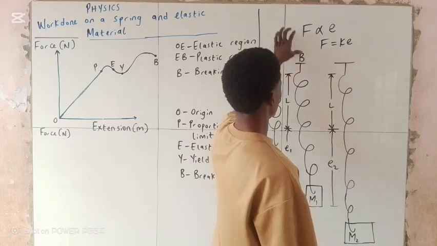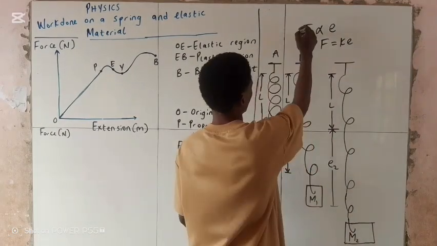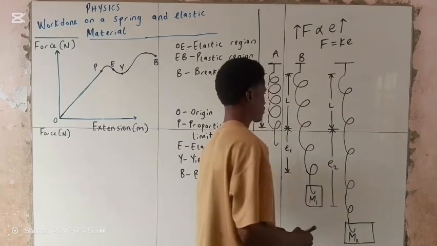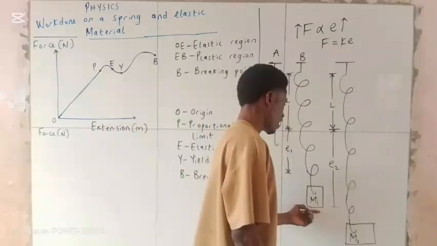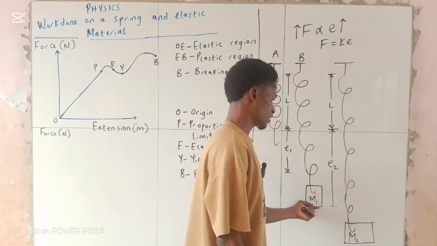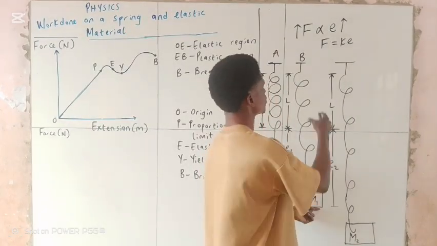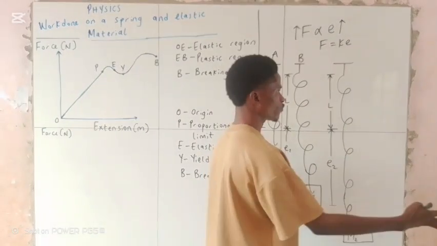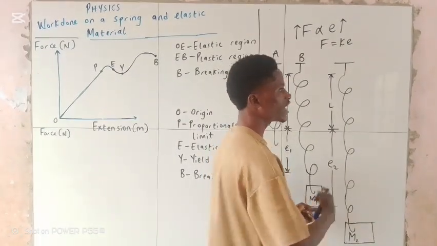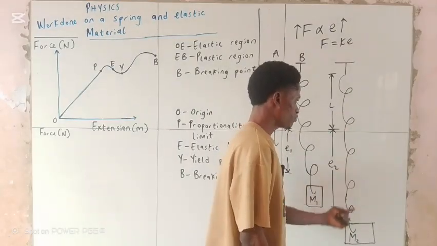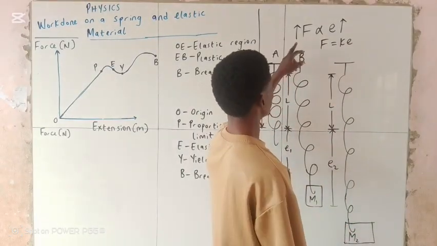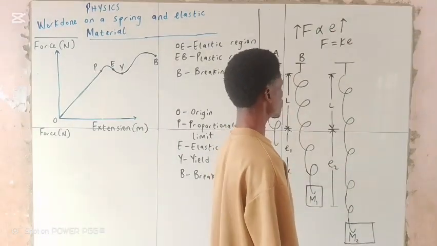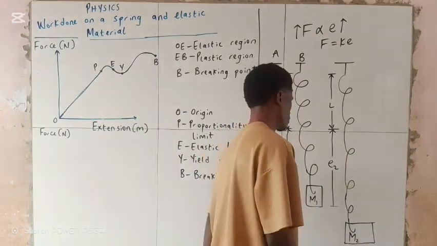So we said from Hooke's law, the more the force, the more the extension. If I apply force or apply mass here, there will be an extension. If I apply a bigger force, or a bigger load, or a bigger mass, there will also be a bigger extension. So the higher the force, the higher the extension. That is what Hooke's law is trying to tell us.